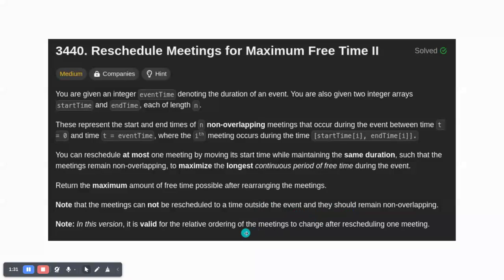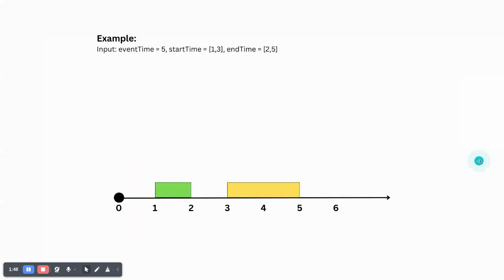And in this version, it is valid for the relative ordering of the meetings to change after rescheduling one meeting. So we can place it anywhere in the given interval, as long as it is free space. So the order doesn't matter. Let's see with an example.